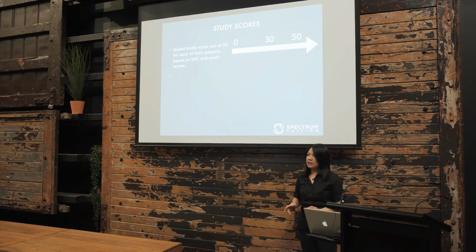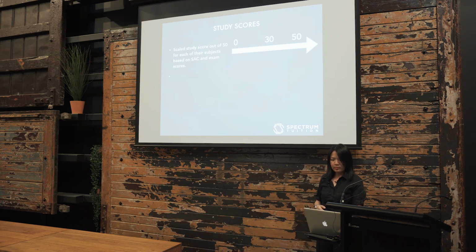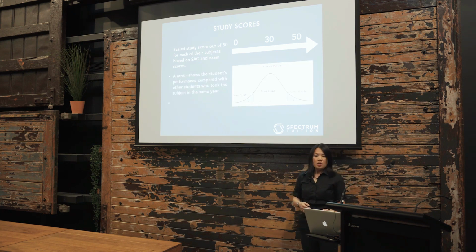So the way it works is, for each subject, students will achieve a scaled study score out of 50, based on SAC and exam scores. SACs are school assessed coursework. They are projects that you need to do during school time. Study scores are actually a rank which shows the student's performance compared with all of the other students who took the subject in that same year.